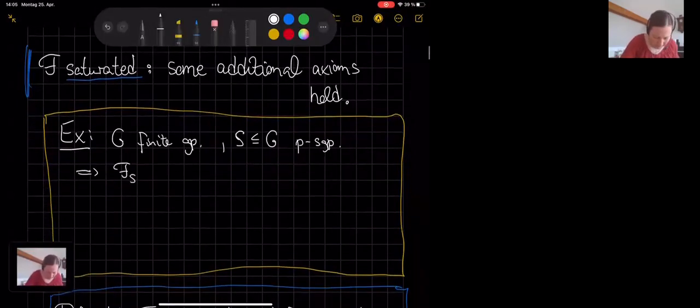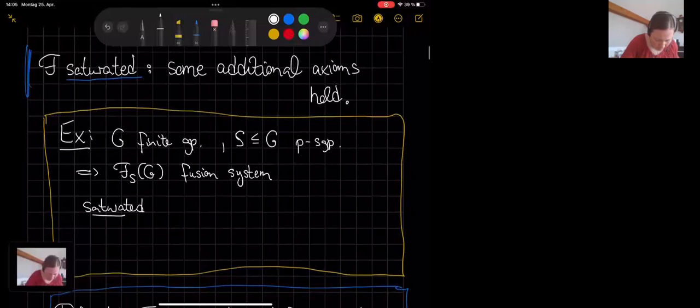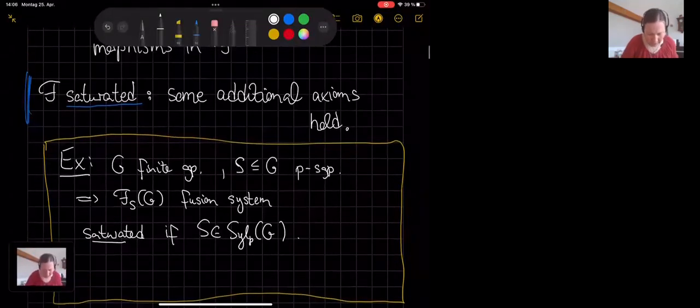Then, of course, this F_S(G) is a fusion system, and it's saturated if S is a Sylow p-subgroup of G. So these saturation axioms are really meant to model the situation where S is a Sylow p-subgroup of G. I mean, it can happen that S is not a Sylow p-subgroup and F_S(G) is still saturated. But this is the case in which we can show in a systematic way that it is saturated.